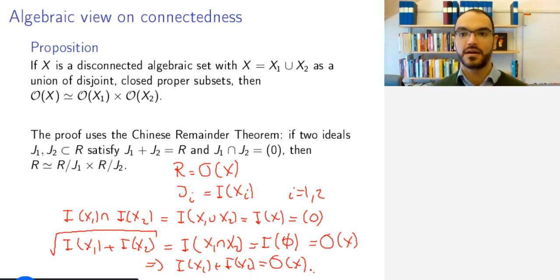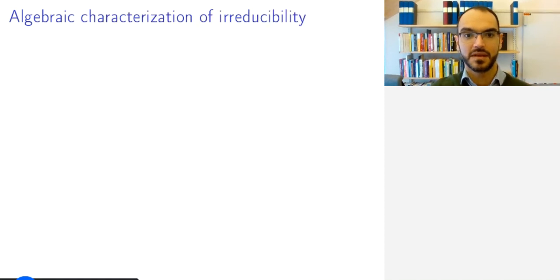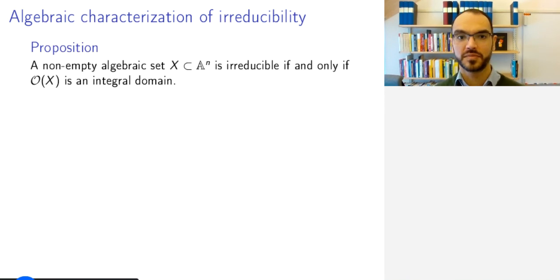Now, connected sets are important, but I would say more important for us in this course at least will be irreducible sets. So let's look at an algebraic characterization of irreducibility. Then we have the following proposition, that a non-empty algebraic set is irreducible if and only if its coordinate ring is an integral domain.